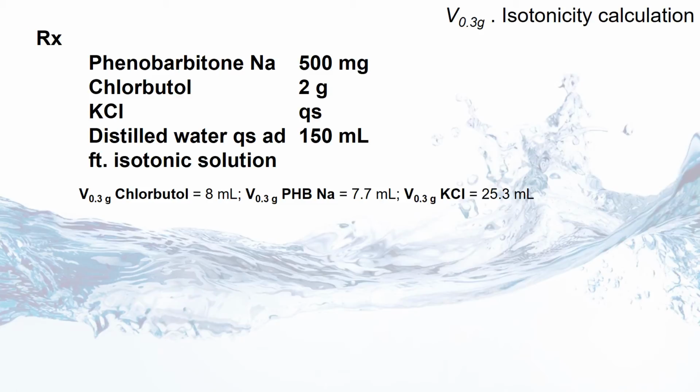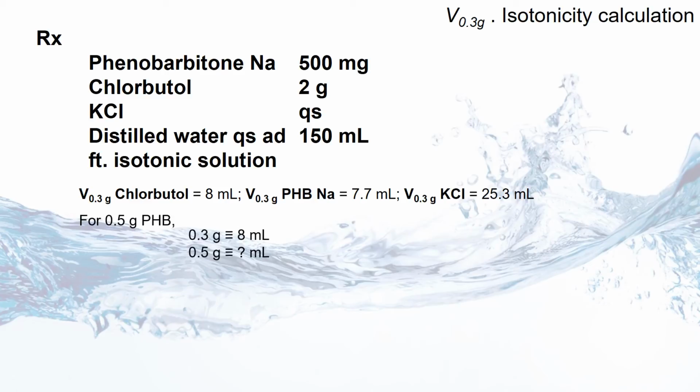So we follow the same example we had from previous methods. Given here again, you have two ingredients available in the system, and potassium chloride is needed to adjust the isotonicity. Here we have provided you the V 0.3 gram of each of the ingredients. Again, I would like to stress that if this value is not given, you should be able to calculate it based on the equation. So for 0.5 gram of phenobarbital, first we look at the V 0.3 gram of it.